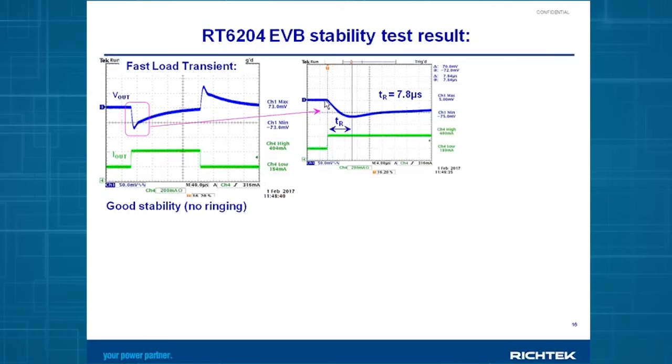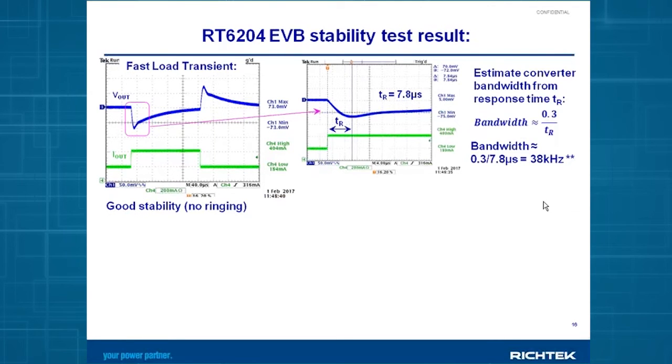This is the time it takes from the converter initial load step to the time where the converter starts to put the output voltage back to the original value. This is called the response time. And here I measure around 7.8 microseconds. This response time can be used to calculate or estimate the control bandwidth or the unity gain frequency of your converter. And in this case, I get 0.3 divided by 7.8 microseconds is about 38 kilohertz.